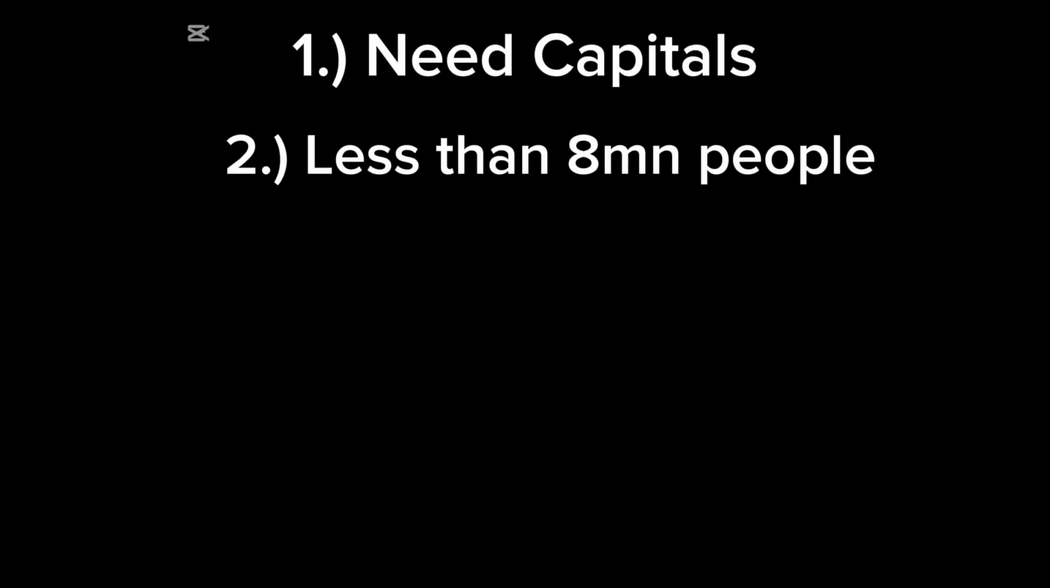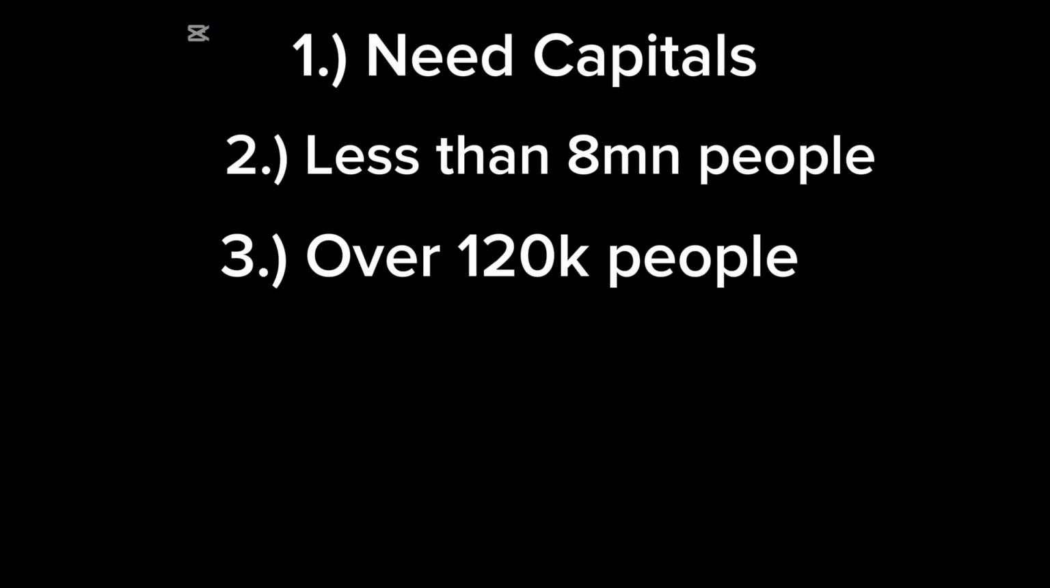However, I did create some rules for this. All of them needed to be given a capital and be at least vaguely justifiable as a state, and they also had to have less than 8 million people, which is proportionally the same as California in the US, and more than 120,000 people, which is proportionally about the same as Wyoming. Okay, now I've set up these rules, let's go.